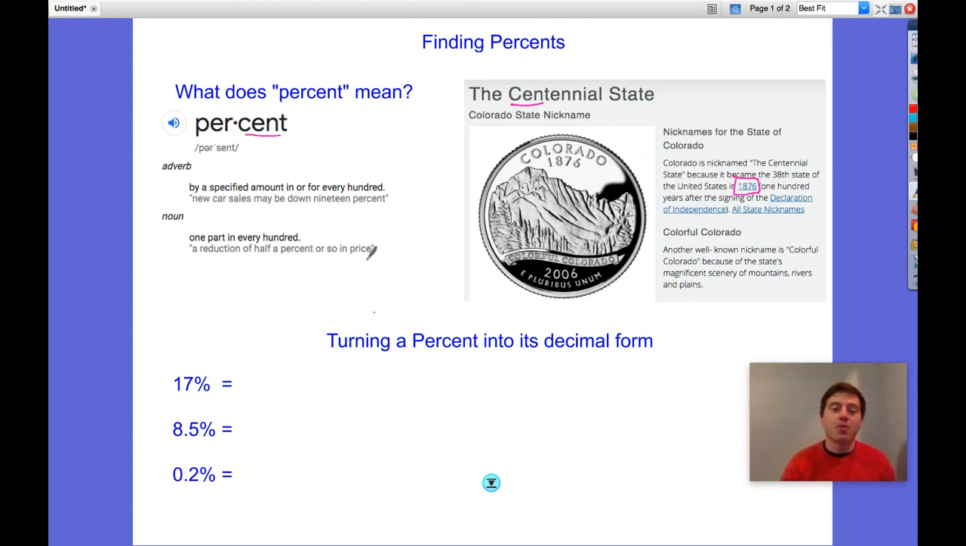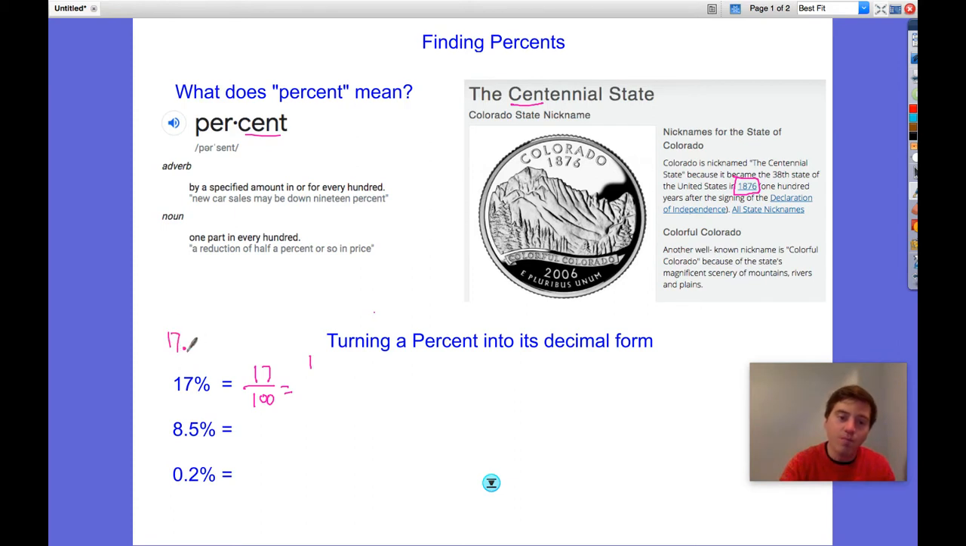So percent means per 100. Basically, if we want to find a percent of a number, we have to multiply by the decimal form of that percent. To find the decimal form of the percent, we say this is happening for every 100. So we take that percent and divide it by 100. What does that do?